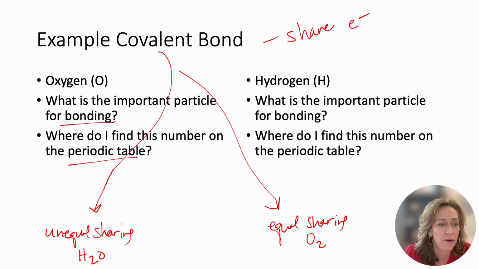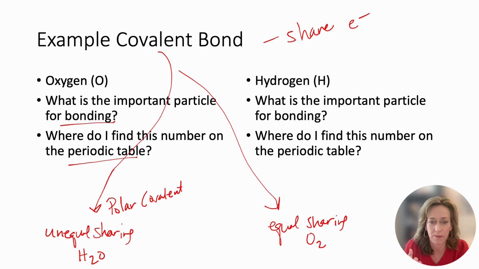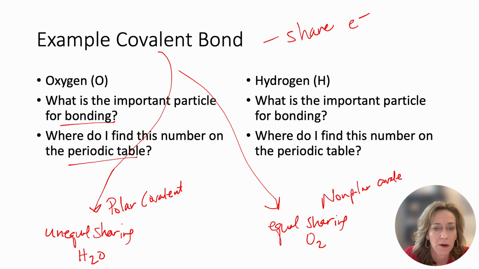So the unequal sharing is called polar covalent bonding, right? Polar meaning that they're not the same. Equal sharing would be non-polar covalent bonding, okay?